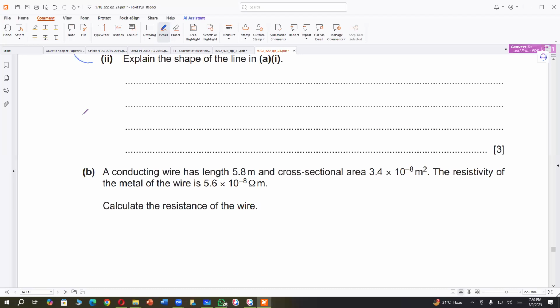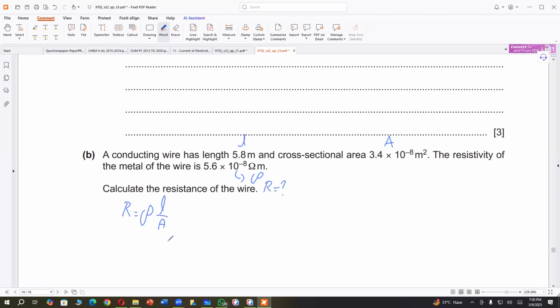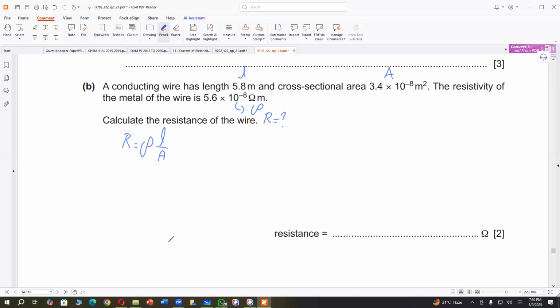A conducting wire has length 5.8, cross-sectional area this, resistivity is given to be this. Resistance is required. The formula is R is equal to rho L upon A. Put the values and get the answer.